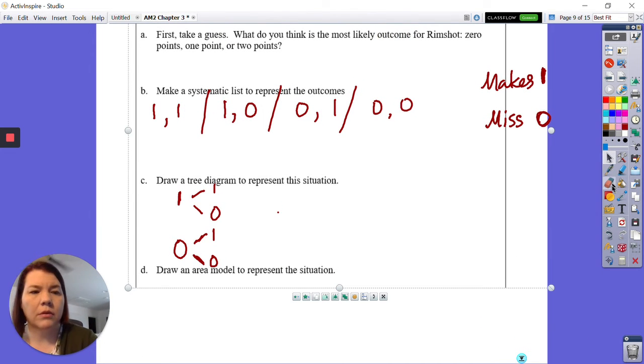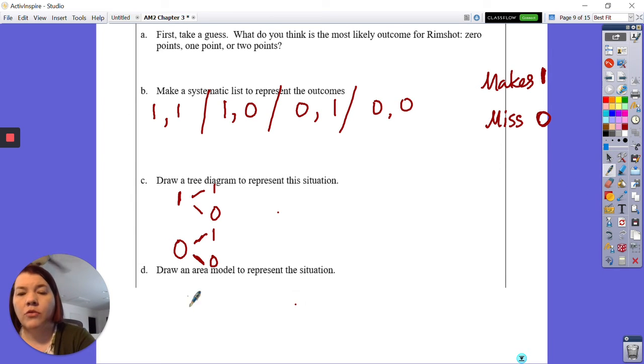So, draw an area model to represent the situation. So there we are. So either he makes or he misses, right?